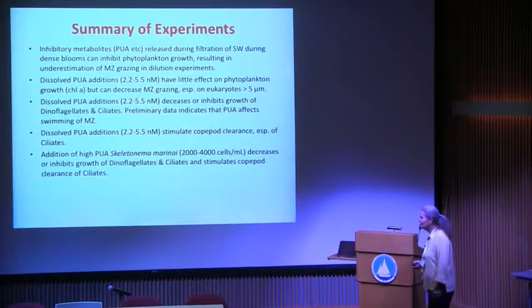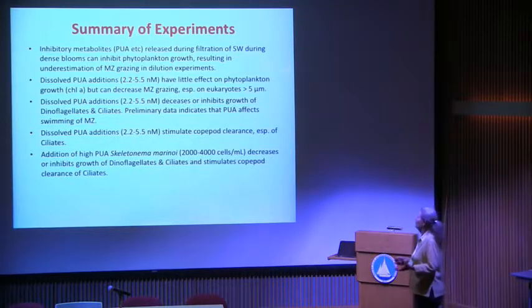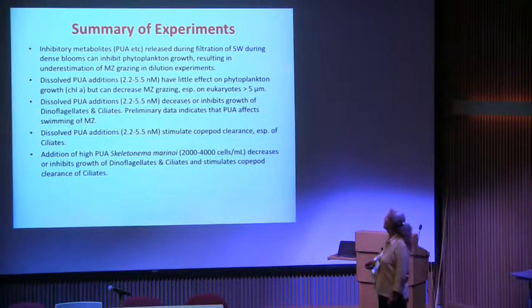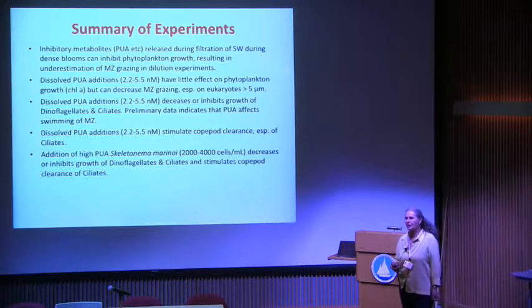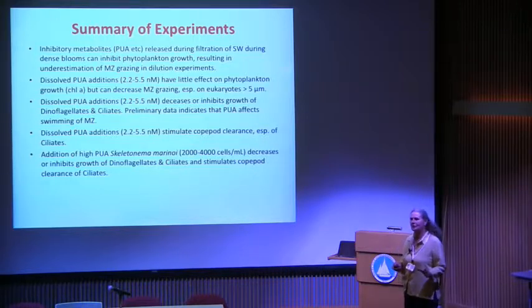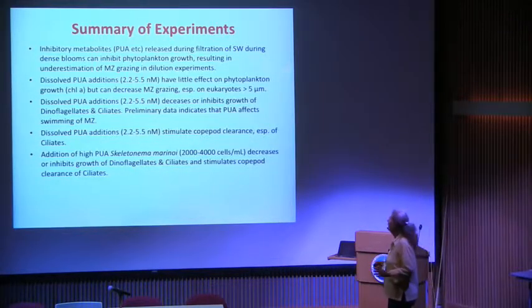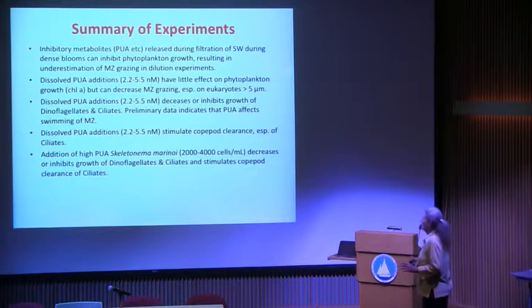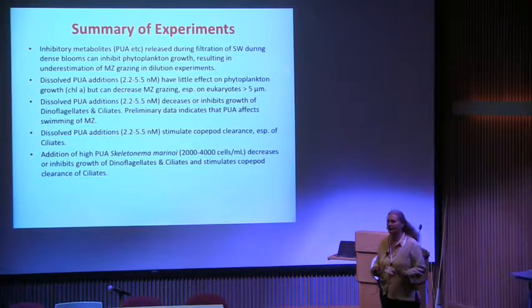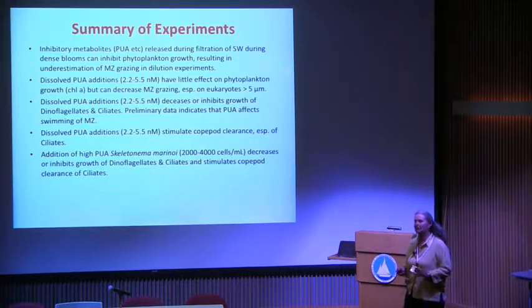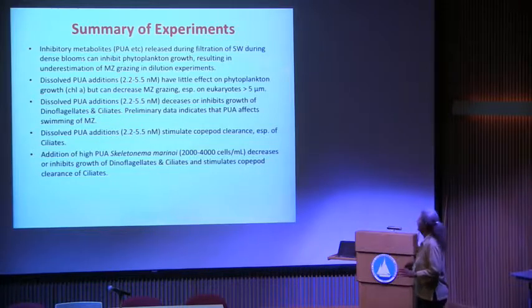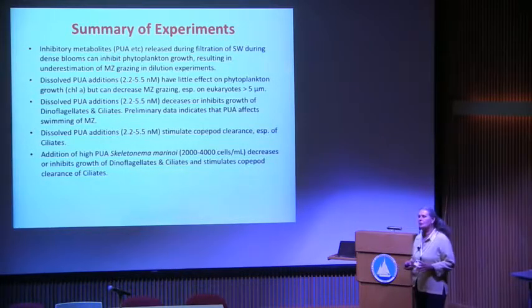So, summary so far. Well, they do produce these inhibitory metabolites that can be reduced in producing dilution water. So this can result in underestimation of grazing. I don't think it's always a problem, but I think if you're working in bloom situations, it's something you should think about. There is a big effect on microzooplankton and microzooplankton grazing. It's in general depressed, particularly on the bigger phytoplankton cells. And that PUA actually stimulates copepod clearance of most types of prey.